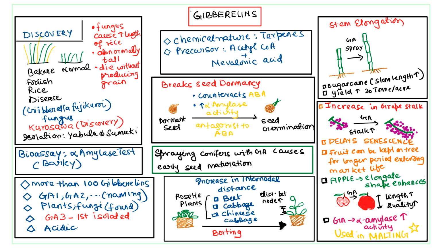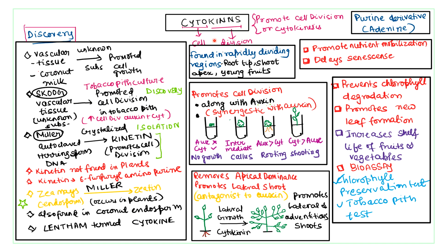Let's see the next plant hormone, that is cytokinin. Here cyto means cell, kinins means division. So cytokinins promote cell division or cytokinesis. The plant hormones which are responsible for promoting cell division are called cytokinins. In terms of chemical nature, they are purine derivatives, typically derivatives of the purine adenine.